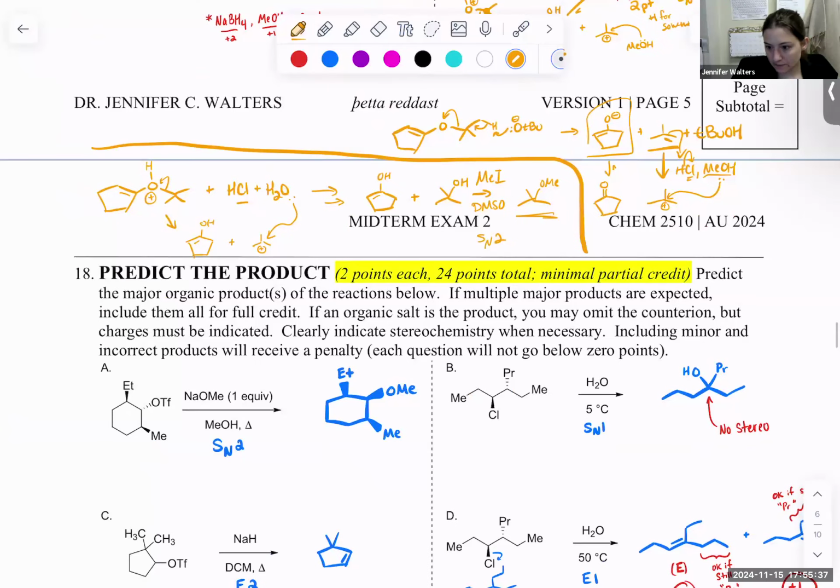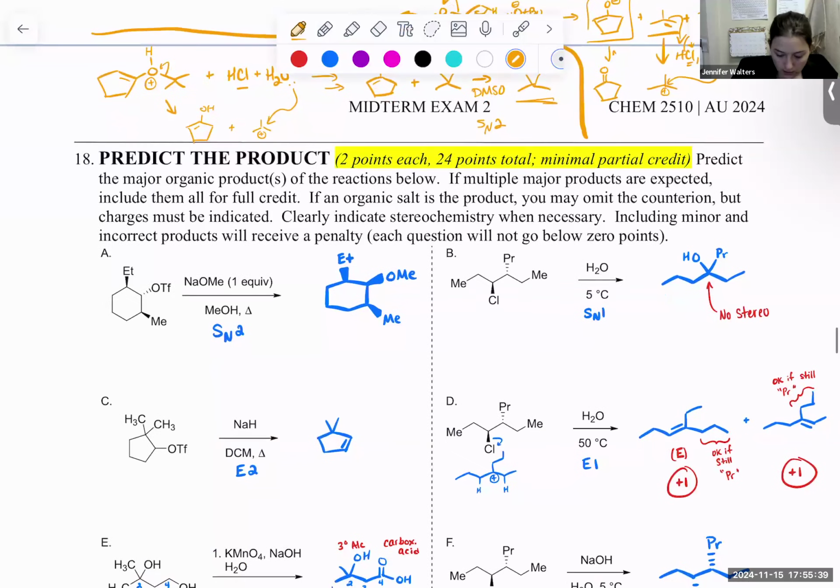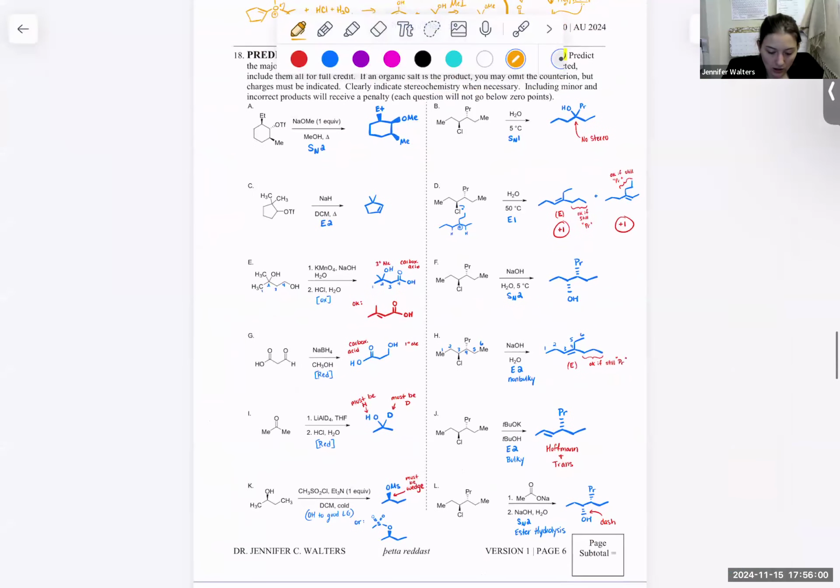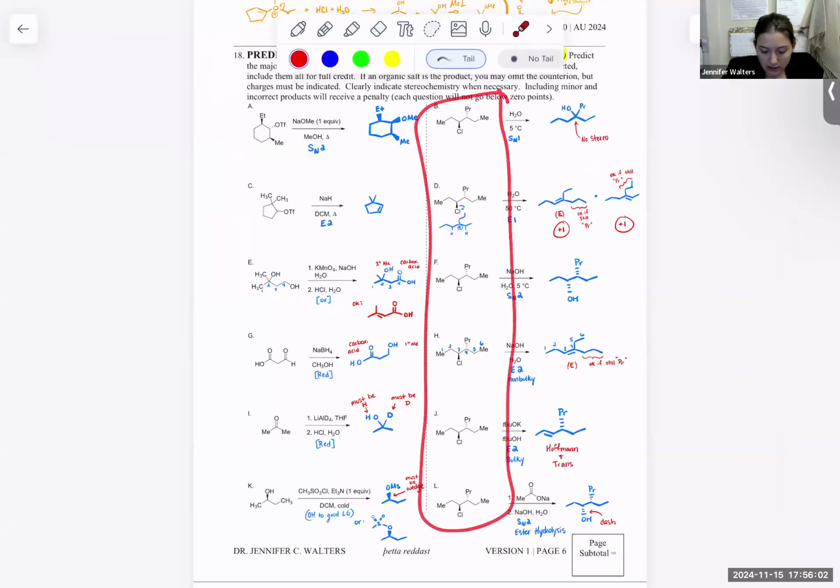Question 18. So these are our predict the products. And so we're trying to figure out what reaction we're doing for each of these. All right, I'm gonna do the left side first, and then I'll do the right side, because the right side, if you see, has all of that same starting material.